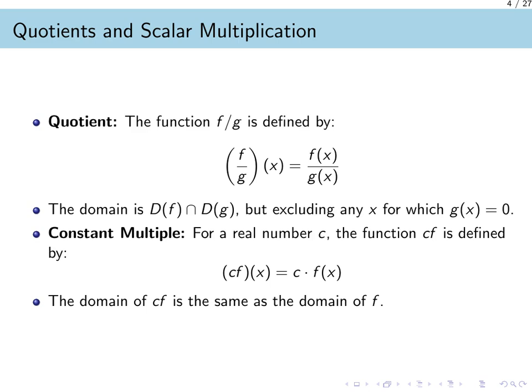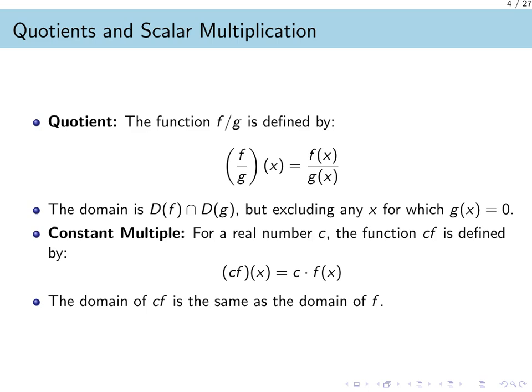Let us cover the final two arithmetic operations for functions: division, which we call a quotient, and multiplication by a constant, known as scalar multiplication. The quotient of two functions, written as f over g, is found by simply dividing the value of f of x by the value of g of x. Its domain starts as the intersection of the individual domains, but with one crucial extra rule. We must exclude any x value that makes the denominator, g of x, equal to 0, because division by 0 is undefined. For instance, if g of x were x minus 2, we would have to exclude the value x equals 2 from the domain.